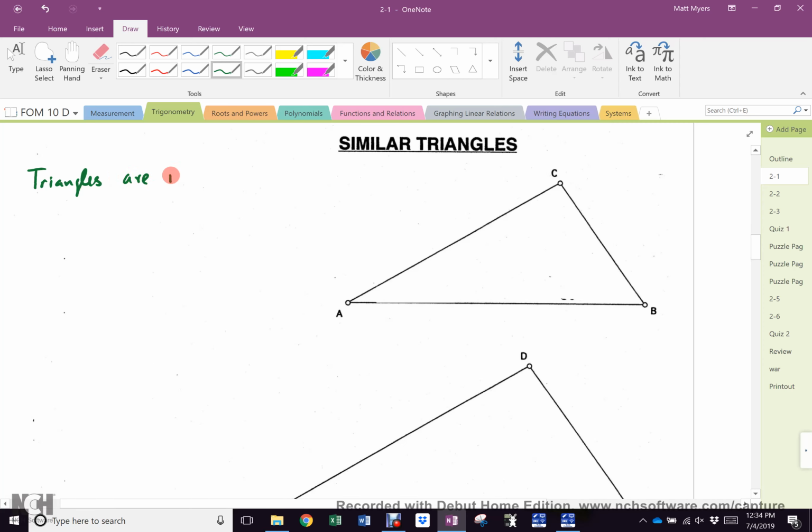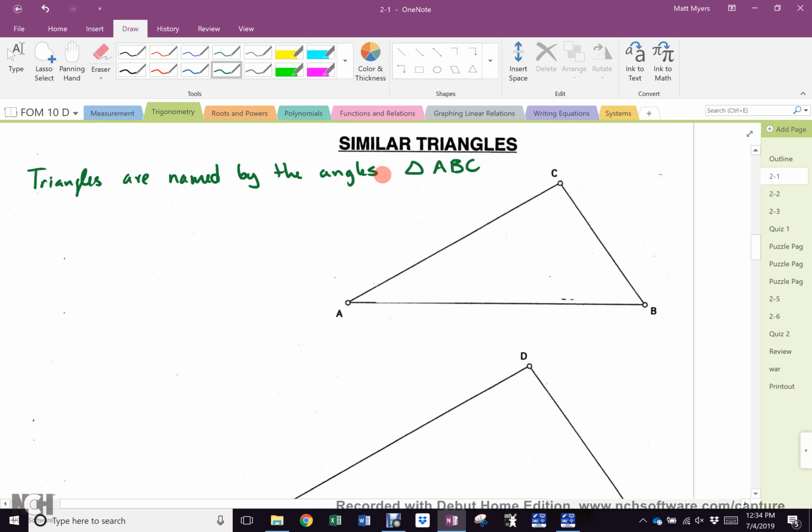Triangles are named by the angles. So this triangle right here is triangle ABC. Could I name it triangle CAB? Would that be allowed? Yeah. Could I name it triangle CBA? Would that be allowed? Yes. Could I name it triangle BCA? Yeah, as long as I name it by the corners, okay?